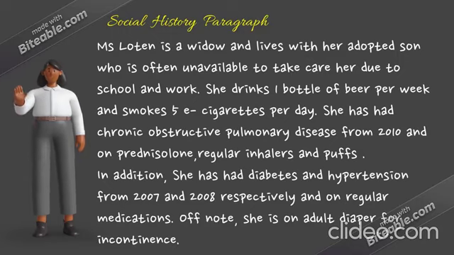Miss Lawton is a widow and lives with her adopted son who is often unavailable to take care of her due to school and work. This is relevant data because the son could not take care of her properly, and other than the son nobody is there. That's why ongoing support is essential. So it is understood from there. She drinks 1 bottle of beer per week and smokes 5 e-cigarettes per day. She has had chronic obstructive pulmonary disease from 2010 and on prednisolone 40 mg and regular inhalers and puff. In addition, she has had diabetes and hypertension from 2007 and 2008 respectively and on regular medications.